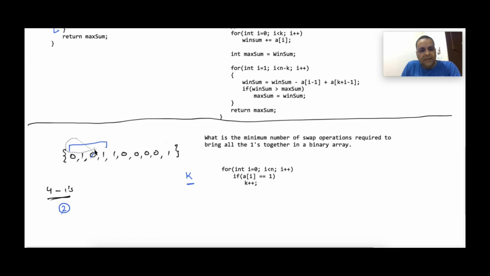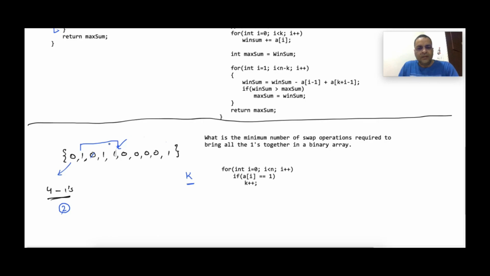If the element that is moving out is a 1, then the number of ones in the window will decrease. And if the element that is moving into the window is 1, then the number of ones in the window will increase, right? So if both of them are 1, then the number of ones will remain the same. If both of them are 0, then also the number of ones remains the same. Otherwise, the number of ones will be adjusted accordingly, right? So here this 0 is moving out and this 1 is entering. So the number of ones in the next window will be 1 more than the number of ones in the previous window, right?